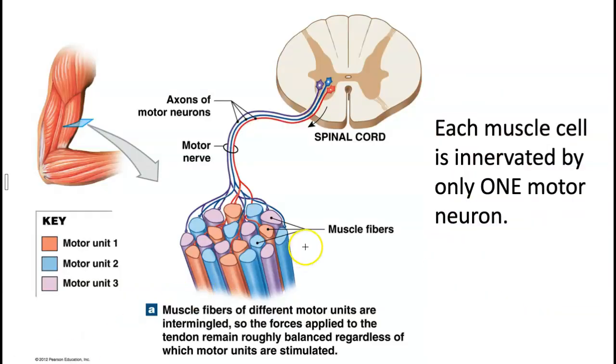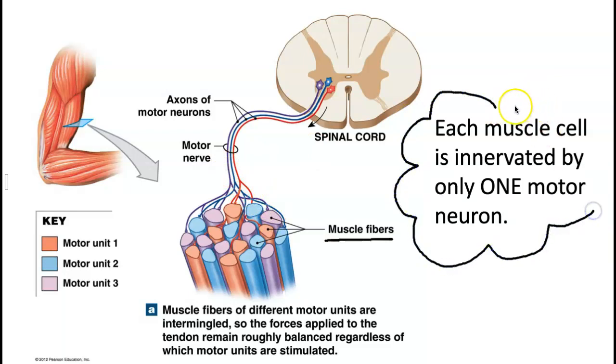One more word about a motor unit. Muscle cells or muscle fibers are all innervated by only one motor neuron. And so this is a great color-coded picture. It's trying to show me that the cells that are colored red are being controlled by the red motor neuron. The cells that are blue are controlled by the blue neuron, and the purple cells are controlled by the purple neuron. And so muscle fibers don't get conflicting information, so to speak, or multiple orders. Each muscle fiber is only innervated by one motor neuron.